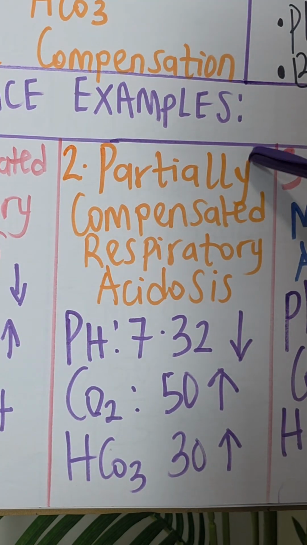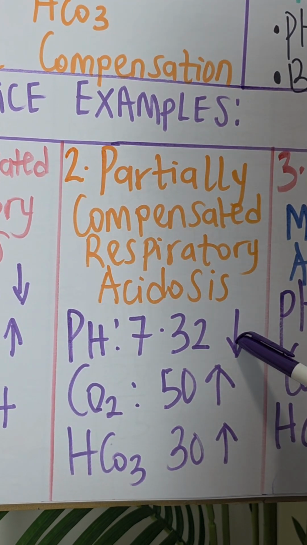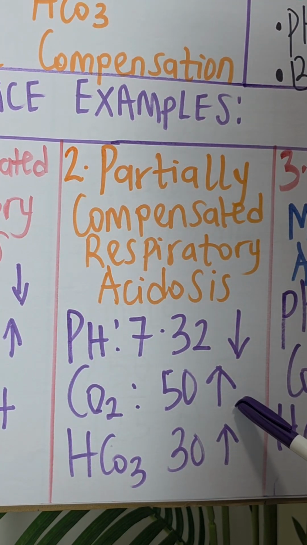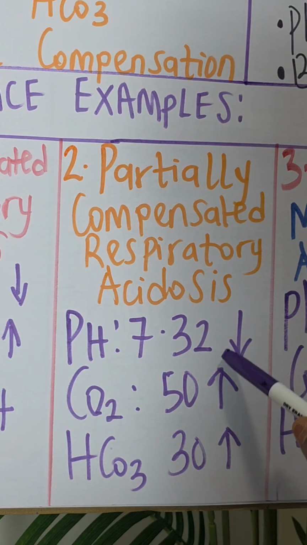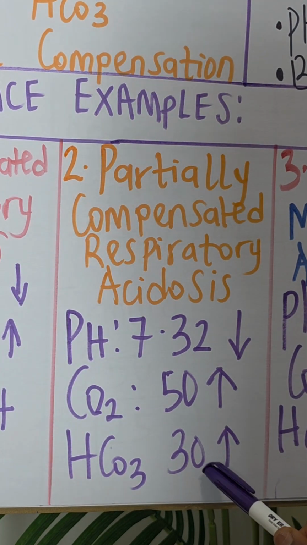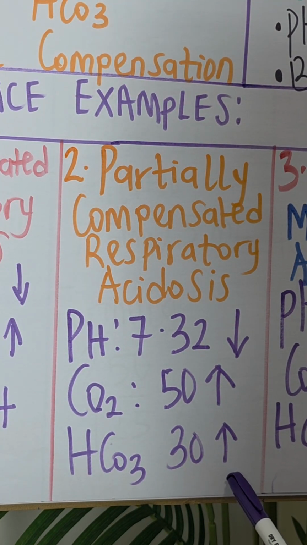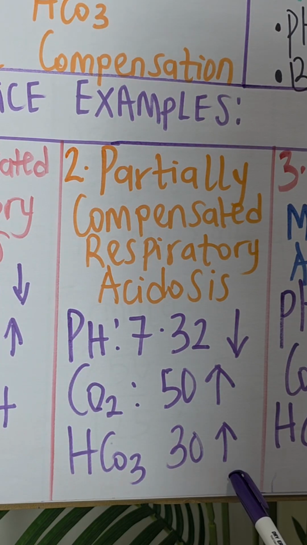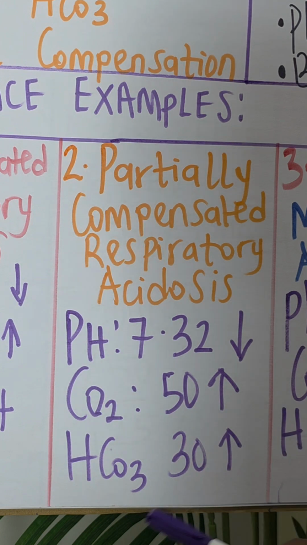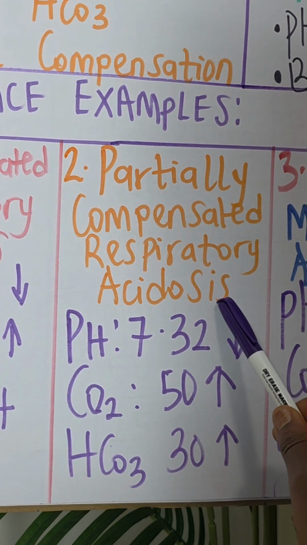Let's look at example number 2. This patient is still acidotic. The pH is 7.32. The CO2 is 50. So the primary disorder is respiratory acidosis. Note that they are going in opposite directions. The bicarbonate is still high. Why is this high? This bicarbonate is high because the kidneys are trying to help by retaining bicarb, which is a base. The pH is still abnormal, so the body has not corrected this imbalance. Therefore, this is partially compensated respiratory acidosis.